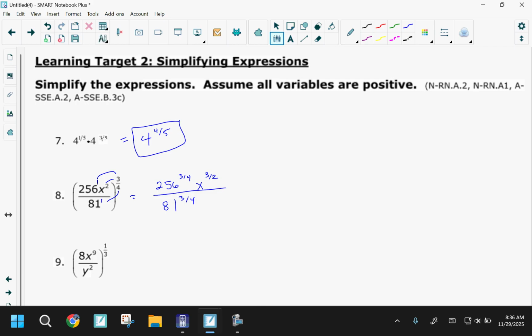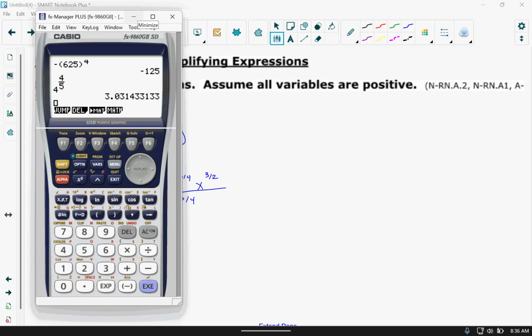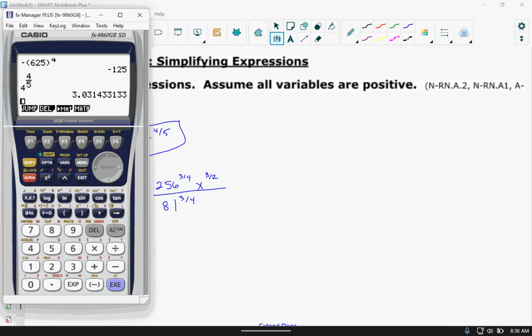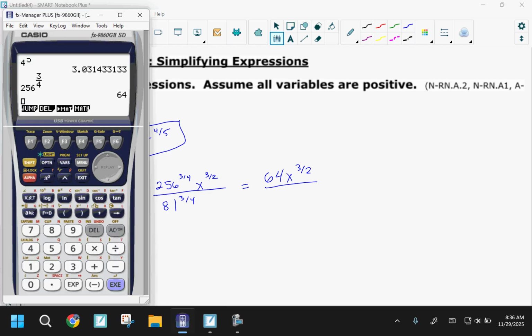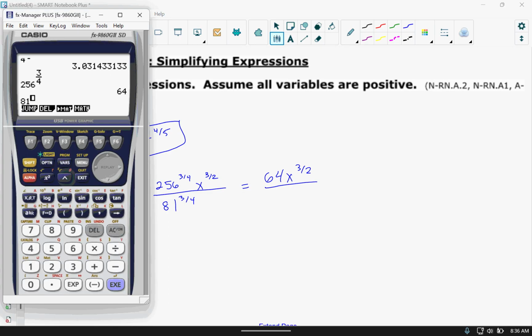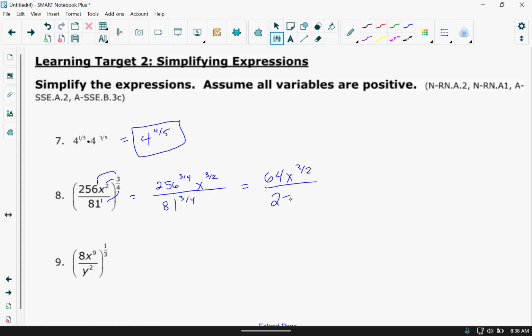But a lot of these are set up to where when you type them into the calculator, they'll give you a nice answer. So like 256 to the 3/4 power. So for example, 256 to the 3/4 power gives you 64. So this would be 64x to the 3/2. And then down at the bottom, we have 81 to the 3/4. So I'm going to put that in the calculator, 81 to the 3/4. And that gives you 27. So the final answer is 64x to the 3/2 over 27.